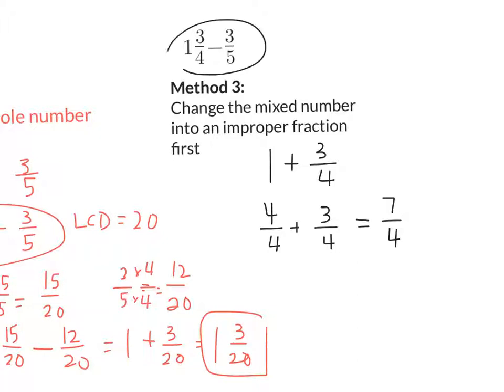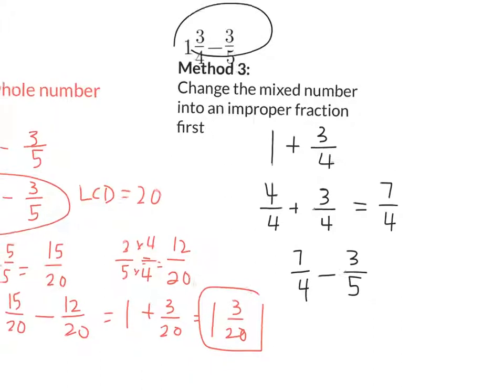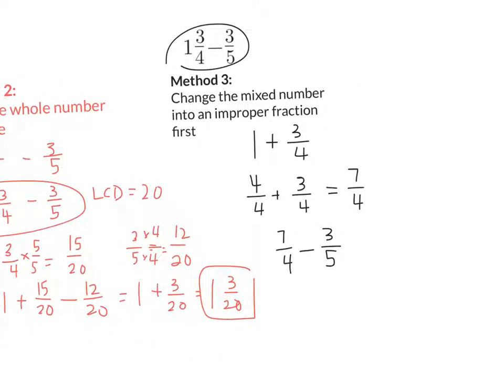Now we can rewrite this problem. Instead of 1 3/4, let's write it as an improper fraction. What's the improper fraction form? 7/4. And we're still taking away 3/5. Our LCD is still what? 20, because our denominators haven't changed at all, right? So our LCD is still 20.